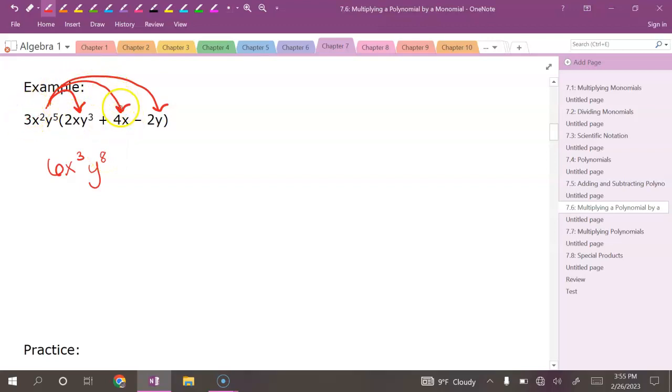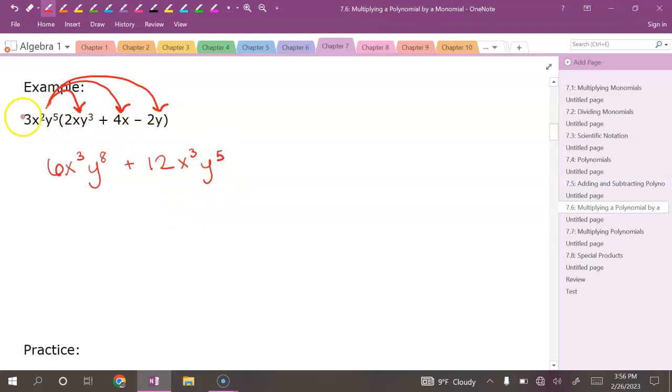So 3 times the 4 would be 12. X squared times x would be x to the third. That term in the middle doesn't have any y's, so I just need to carry down the y to the fifth. Don't change that term at all.